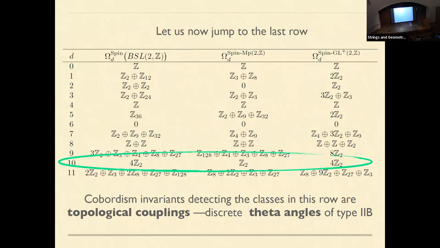So just to finish, let me now go to the last row. I'm doing the easy rows. Markus is going to do the more interesting rows. So I'm going to go to omega 10.